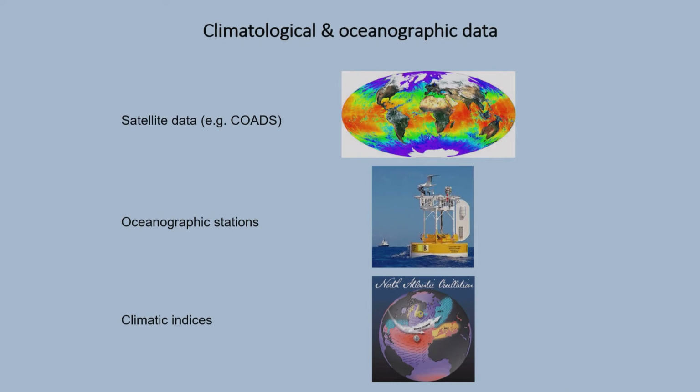Okay, what other type of environmental data do we have to collect? This is climatological and oceanographic data. For example, through satellite data, oceanographic data from oceanographic stations, or climatic indices that you can easily find on websites, for example, from NOAA in the United States.